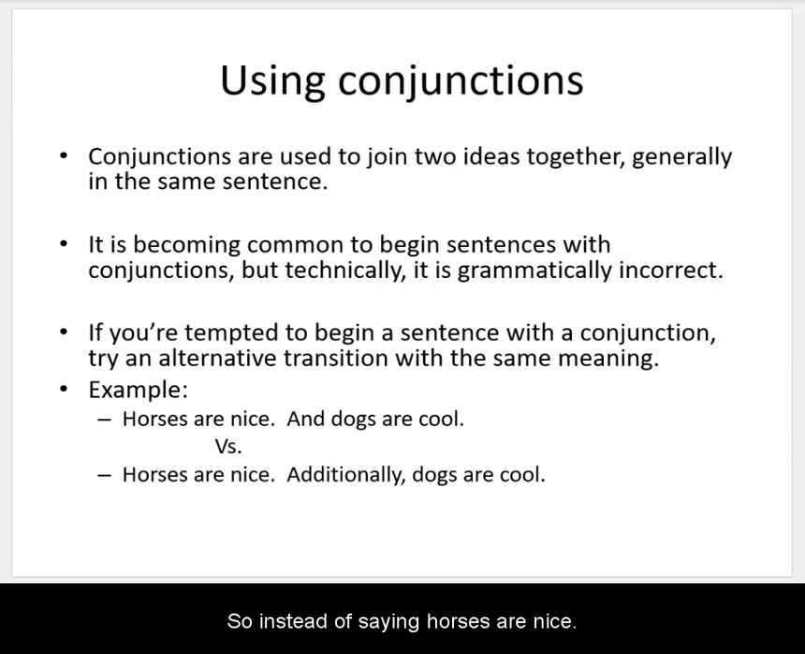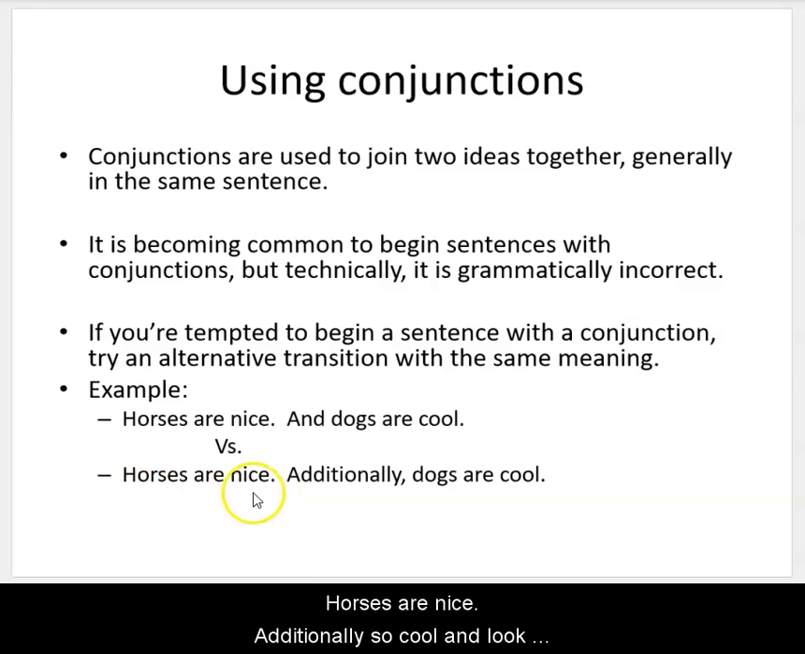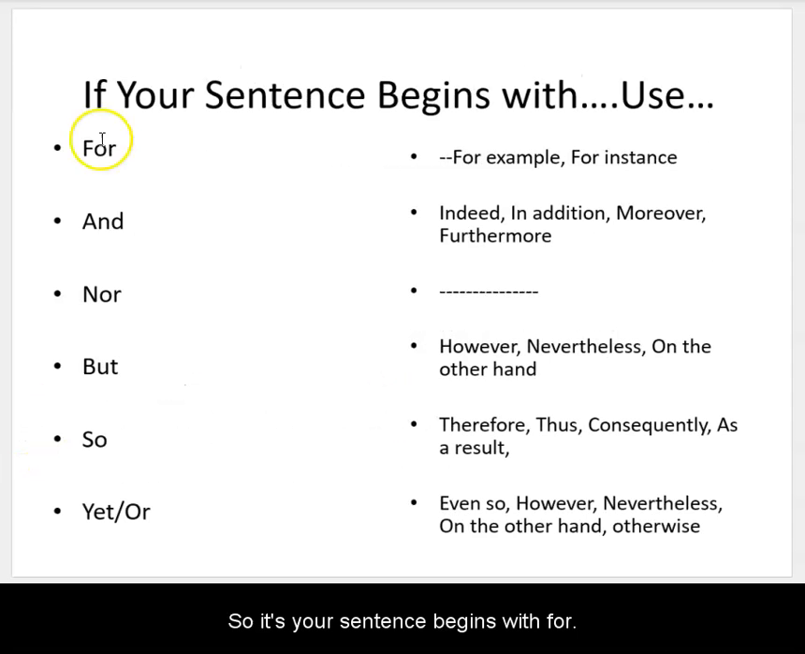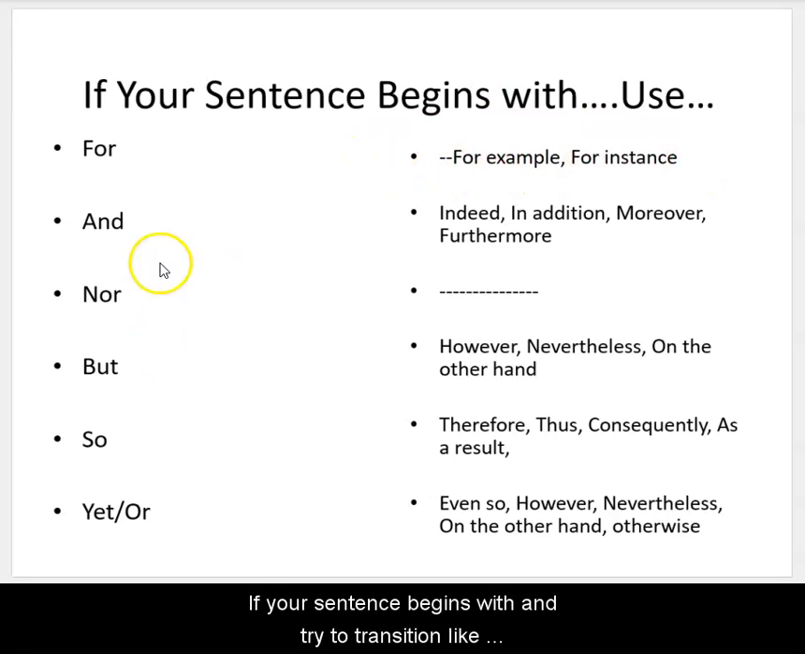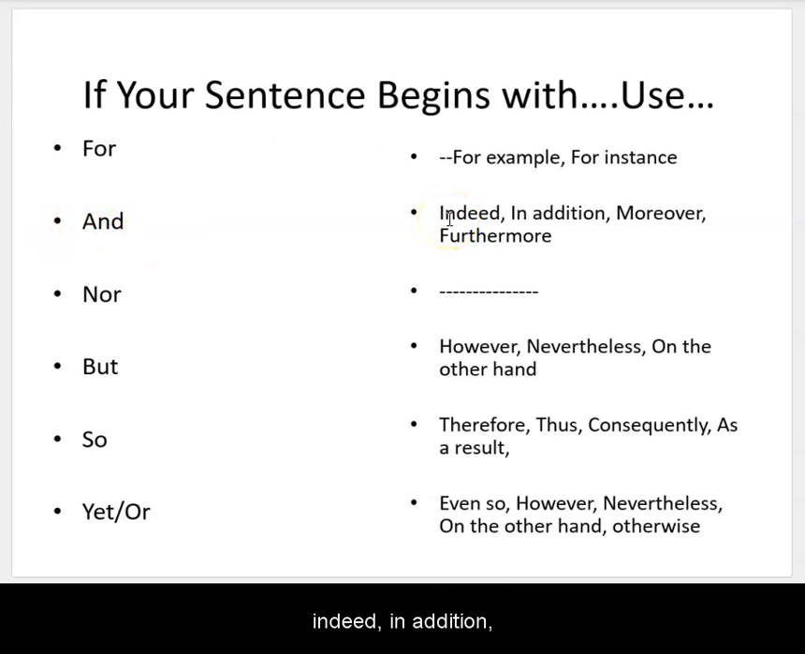So instead of saying horses are nice, period, and dogs are very cool, try this: horses are nice, period. Additionally, dogs are cool. And look, you sound academic. So if your sentence begins with for, make sure it's a whole transition, like for example, for instance. If your sentence begins with and, try a transition like indeed, in addition, moreover, or furthermore.